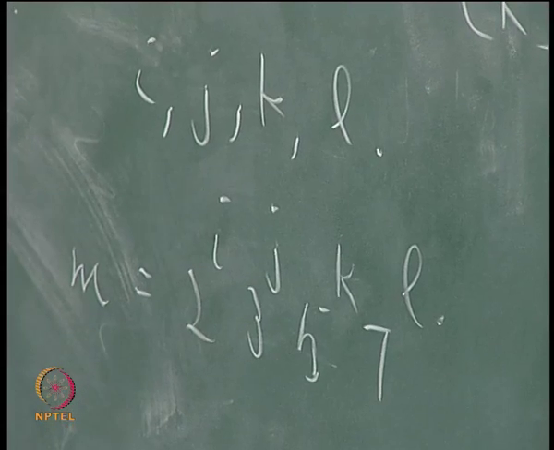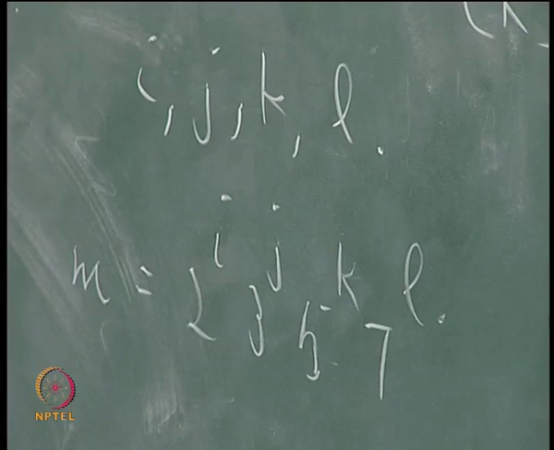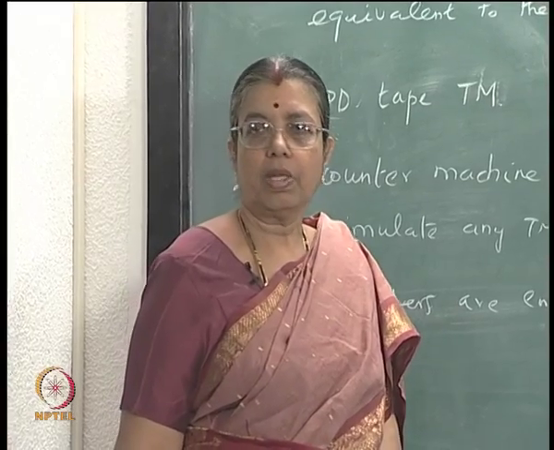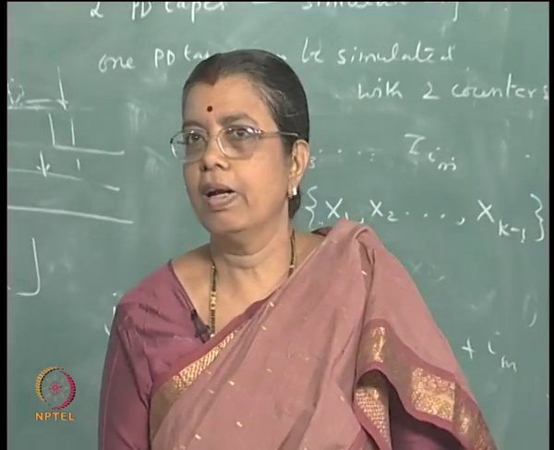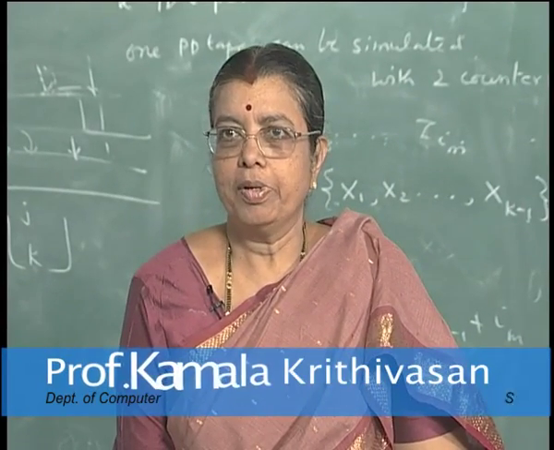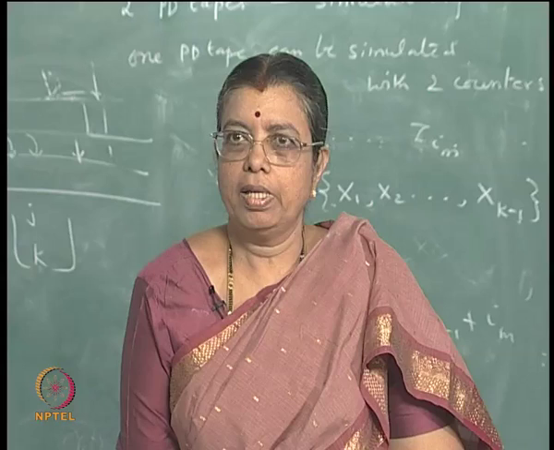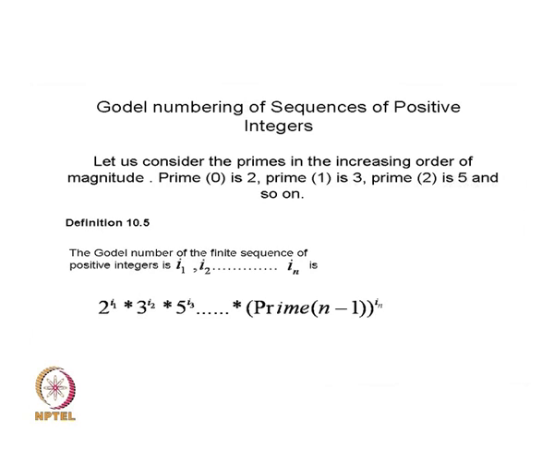When you want to increase i by 1, you have to multiply by 2, when you want to increase j by 1, you have to multiply by 3 and so on. For that the other counter will be used. This idea is called Gödel numbering, right. So, just a little bit more on restricted versions, then we will go to the universal Turing machine and the halting problem. We have used the idea of Gödel numbering in constructing the counter machine.